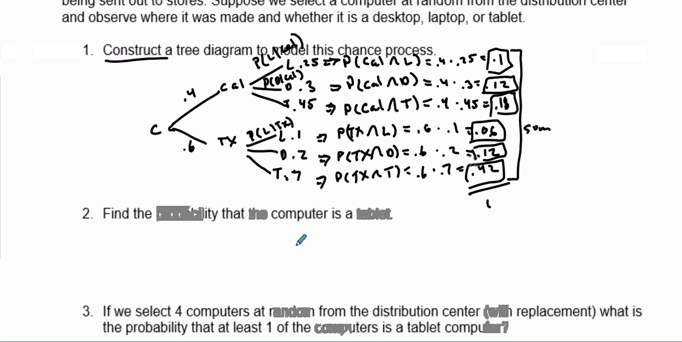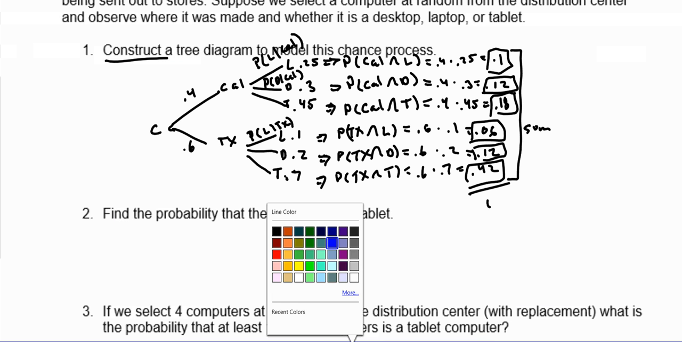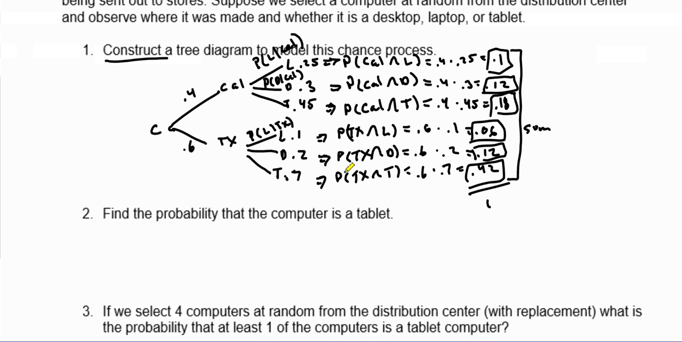Let's figure that out. I'm going to highlight some things. Where is a computer a tablet? A computer is a tablet here, in California and in Texas. That's where we have the two tablets. So we take 0.18 and add it to 0.42, and we have 0.6. So the probability that we have a tablet is 0.6.